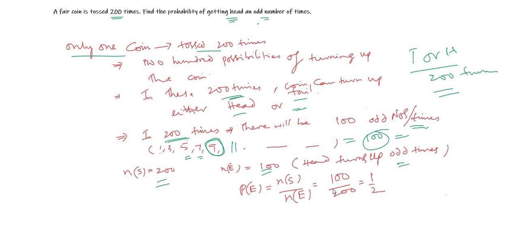So there are 200 total. 100 by 200 is what is required.